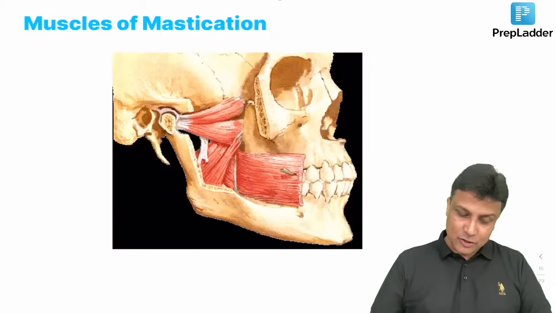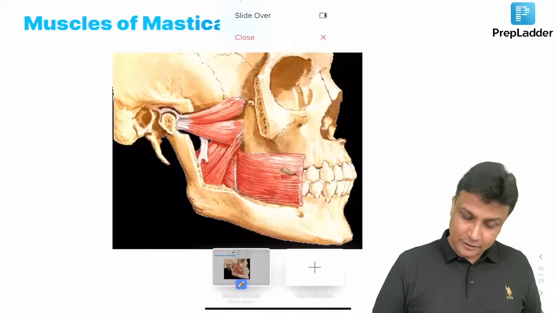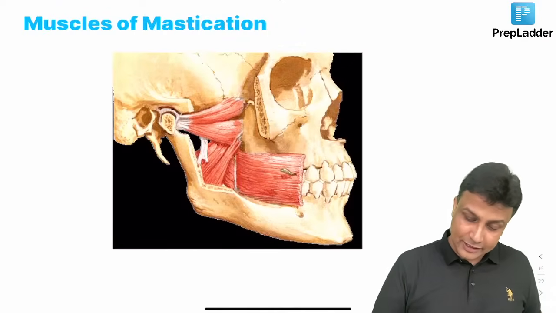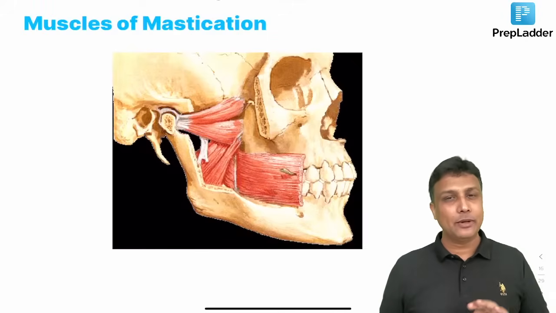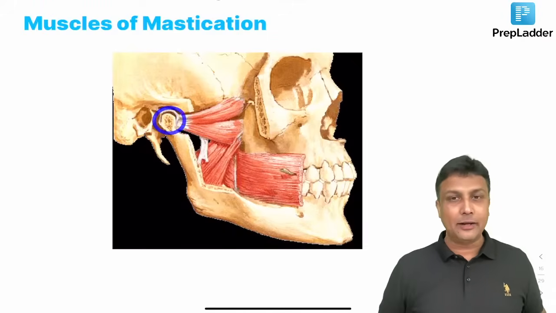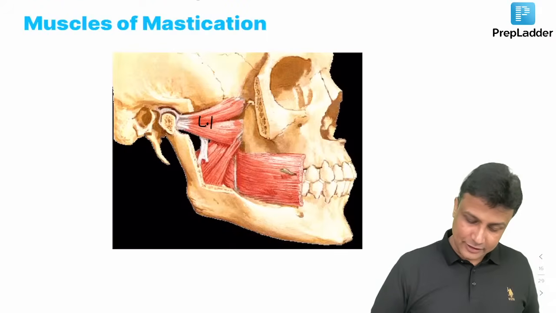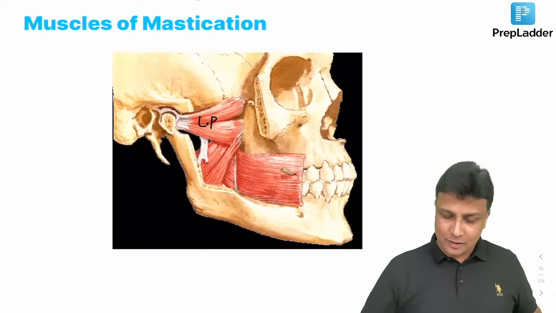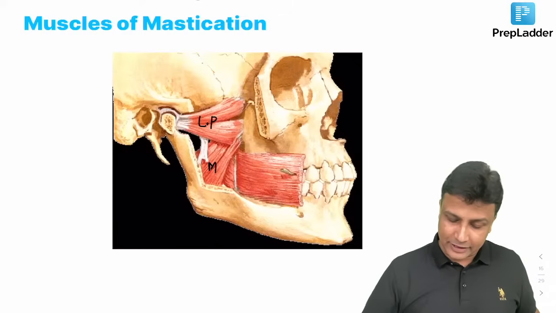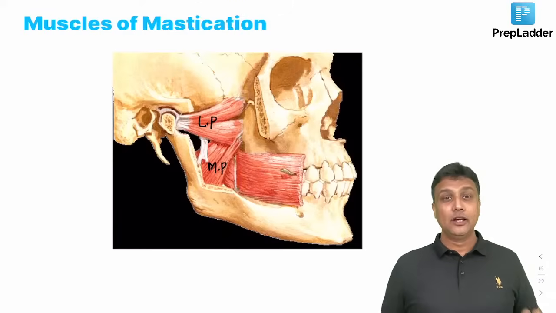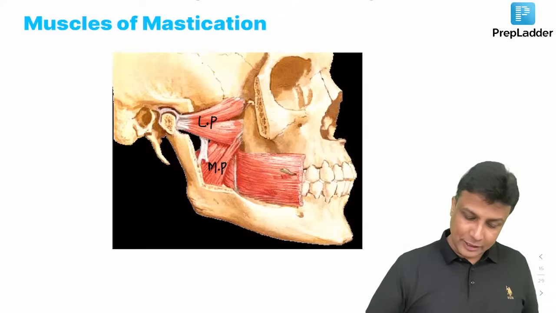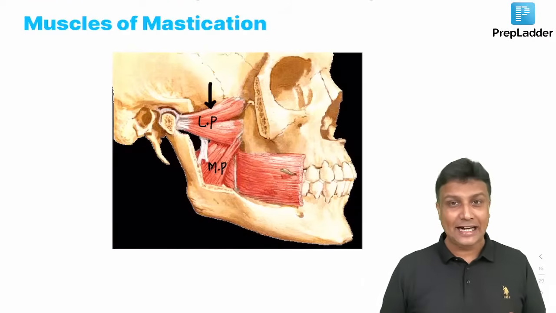Now, in this diagram, you are able to appreciate this muscle which is going and getting attached to the capsule of the temporomandibular joint. That muscle is the lateral pterygoid muscle. And this muscle which is attaching to the mandible from the inner aspect will be the medial pterygoid muscle. Recently in the NEET PG exam, they put an arrow mark here. You should be able to identify it is the lateral pterygoid muscle, guys. Perfect.